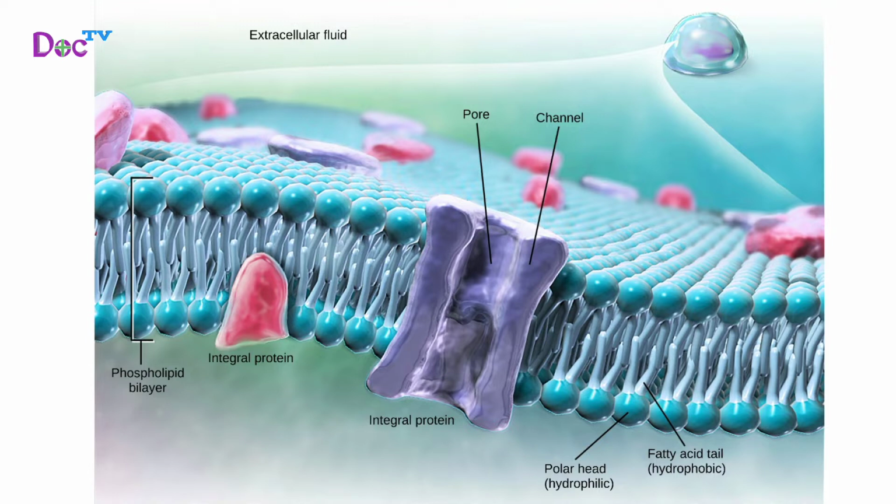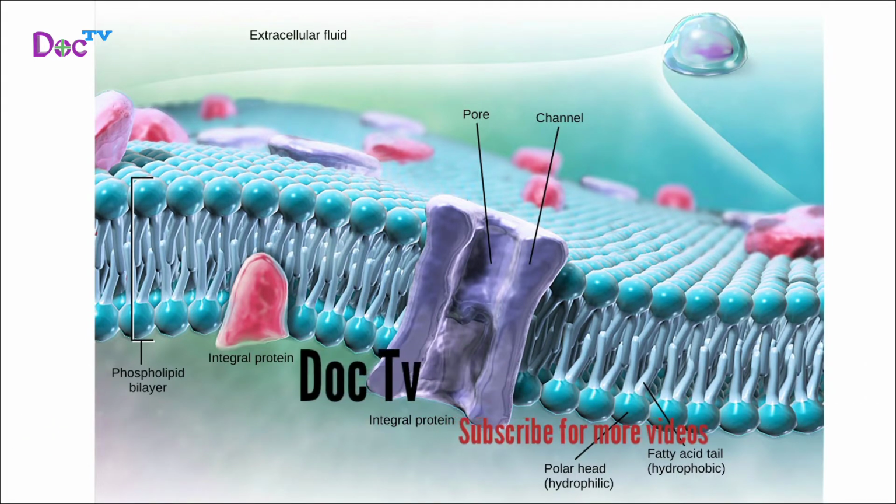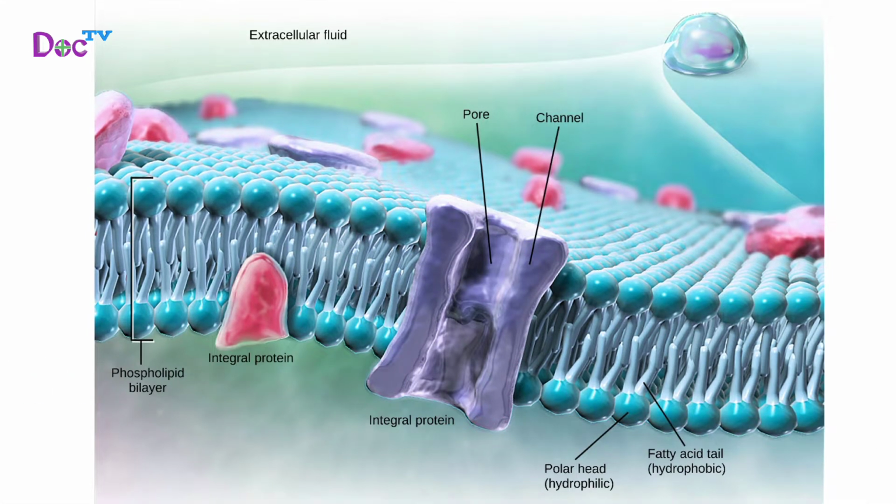Proteins in and around the lipid bilayer form ion channels, carry substances through the membrane, act as markers or receptors, and facilitate other cellular functions.